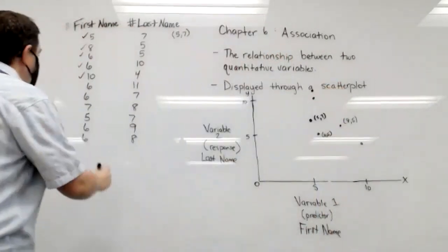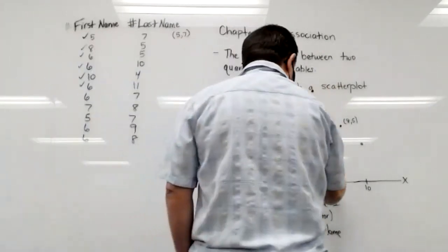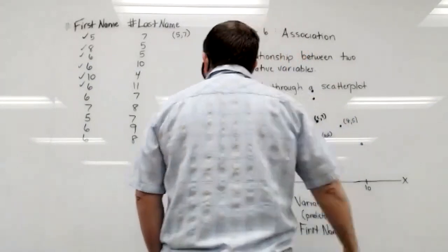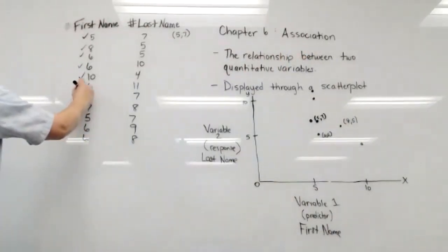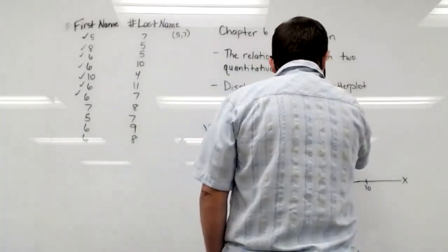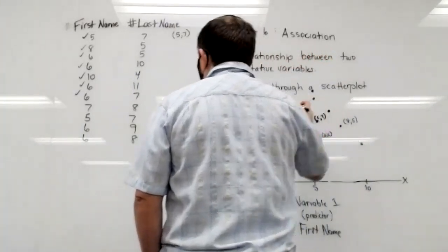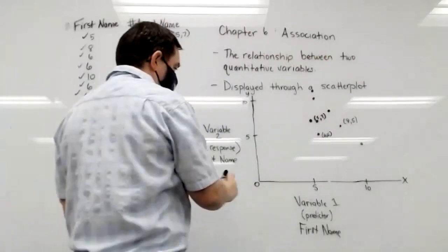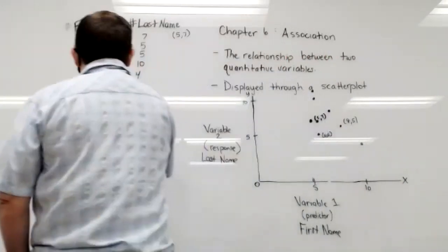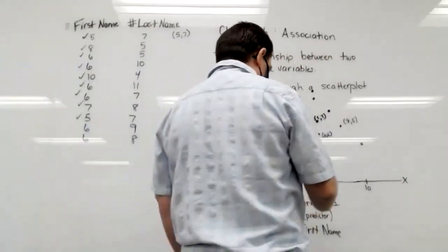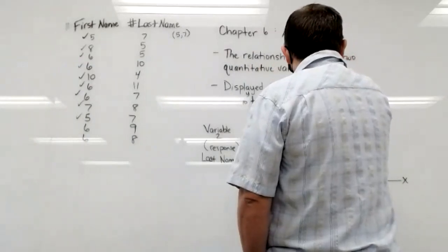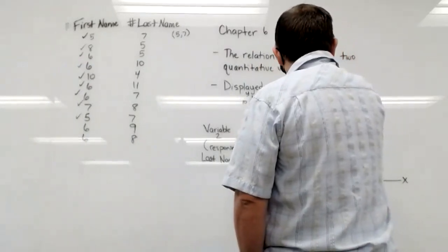6, 11, 6, 7, and 7, 8, 5, 7. There's another dot there, and 6 and 9, and 6 and 8.